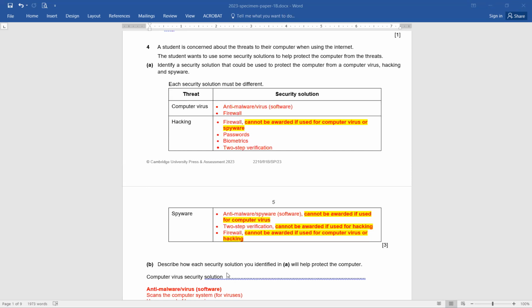So we have to be very, very cautious whenever we are writing down the answers, that we write down a security solution which is correct and different as well. Any questions?